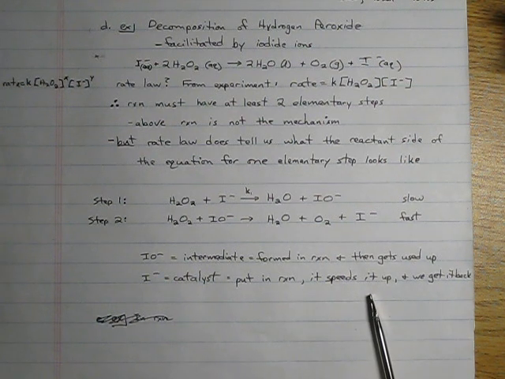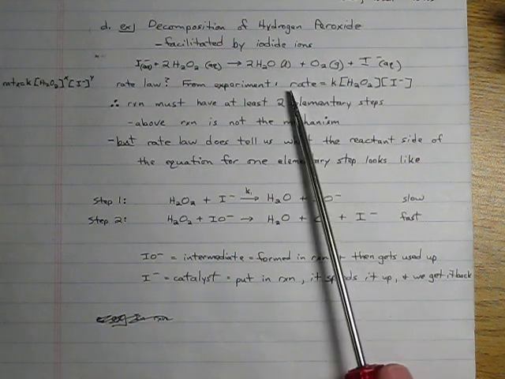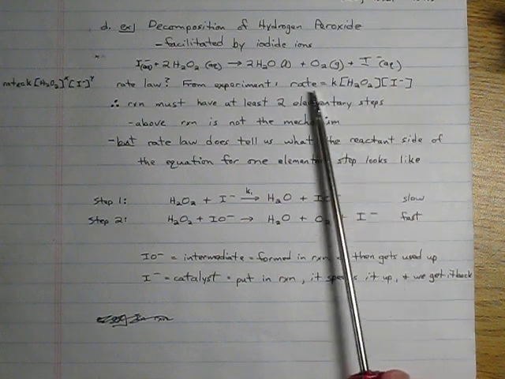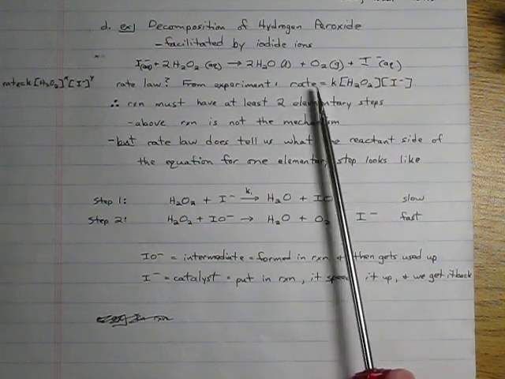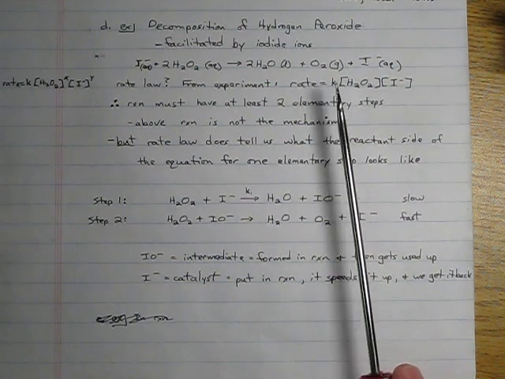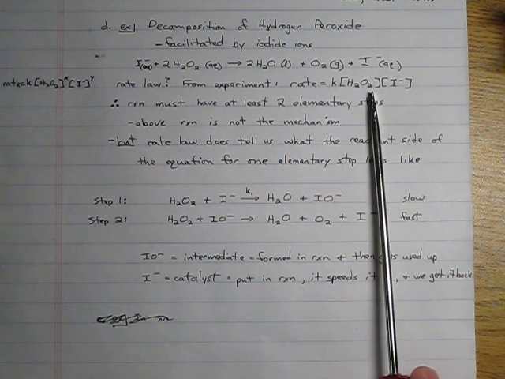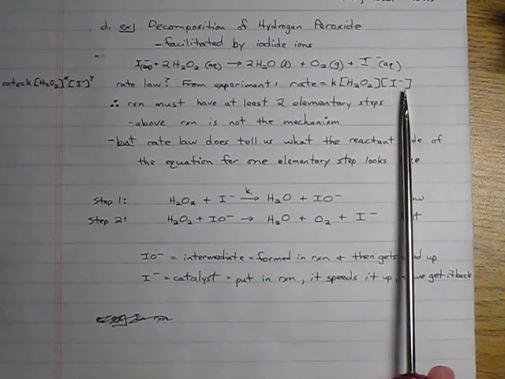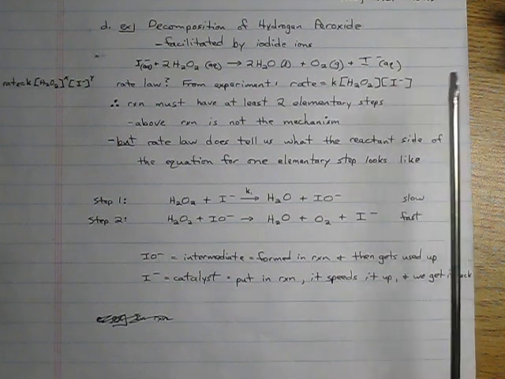So, what does that tell us about our mechanism? Well, recall that the rate law for the overall reaction has to be the exact same as the rate law for the slowest step. So this tells us our slowest step has 1 molecule of H2O2 in it and 1 molecule of I- in it reacting. And that's it.